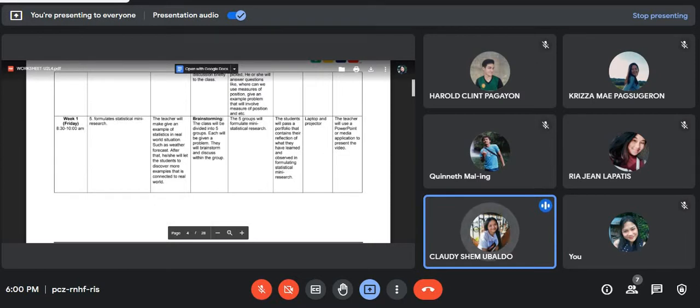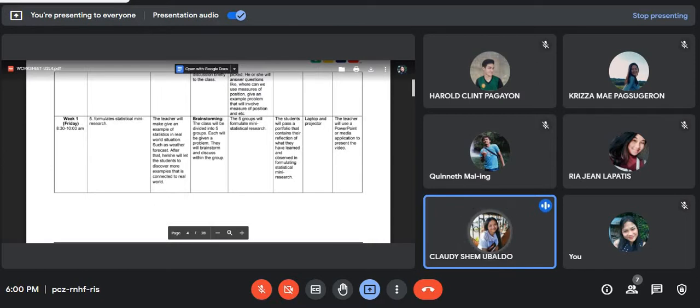For discussion, a brainstorming strategy will be given where the teacher will divide the class into 5 groups. Each will be given a problem. They will brainstorm and discuss within the group. Then the 5 groups will formulate mini statistical research. For their assessment, the student will pass a portfolio that contains their reflection. It will be passed by individually.